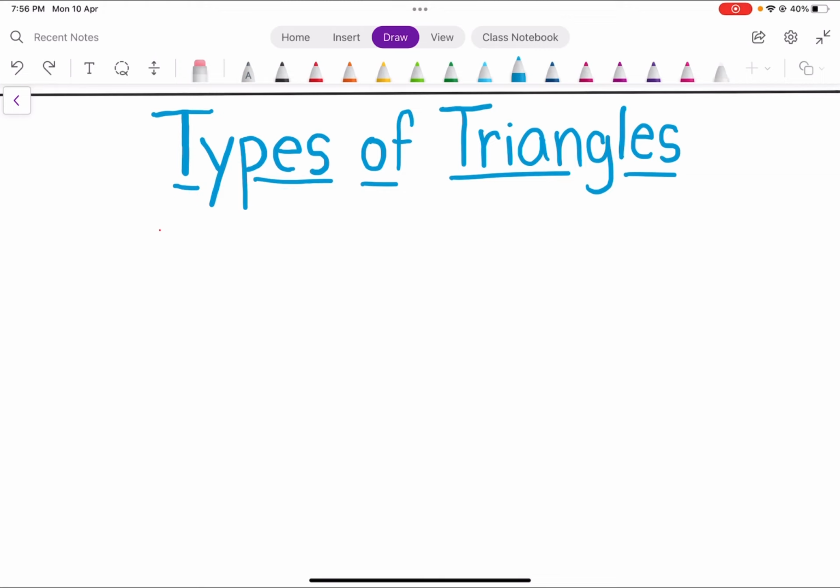So there are 6 different types of triangles. And today, we're going to be learning about all 6 of these triangles. But to do that, we're going to have to learn a few different basic concepts first. So one of those is angles.